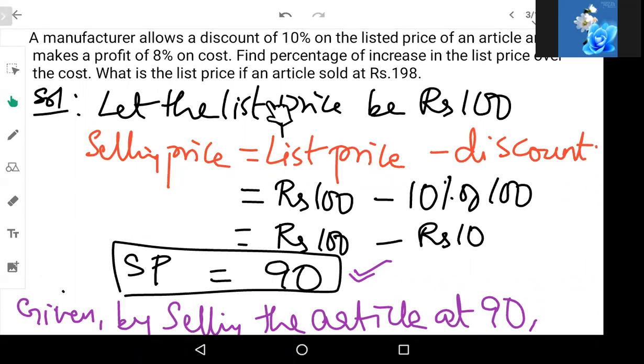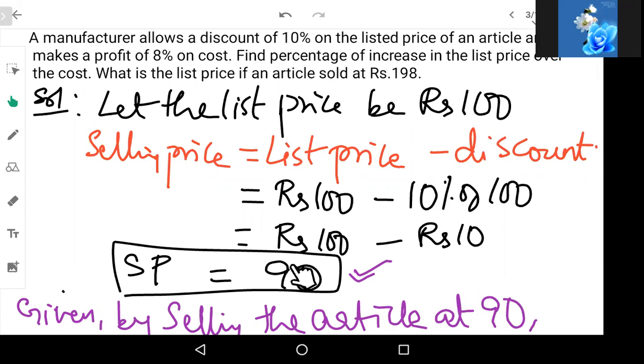Okay, so we assumed that the list price to be 100 rupees. Then if at all they give a 10% discount on the list price, because it says discount of 10% on listed price. If he is giving 10% discount on 100, we are selling the product at 90 rupees.